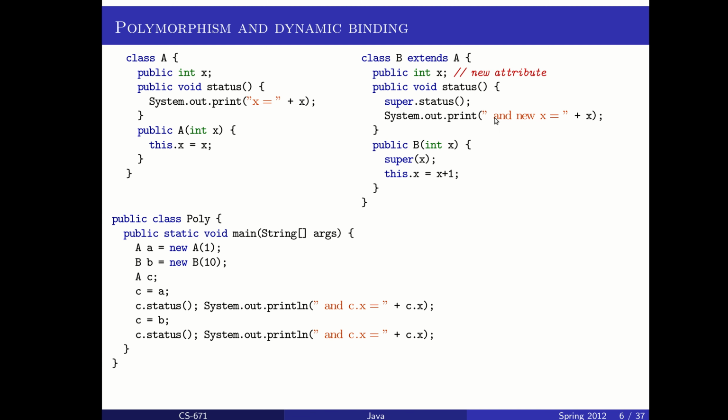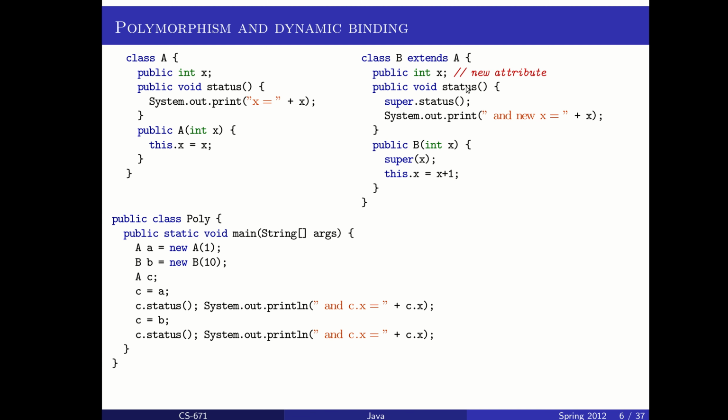So when we shadow x, we create the x in B. This is a new attribute that inside of B is just going to be called x. And if we try to refer to x, we'll only be referring to this closer one that was defined in B. We can refer to the x from A using that super keyword. And the same is true for status.